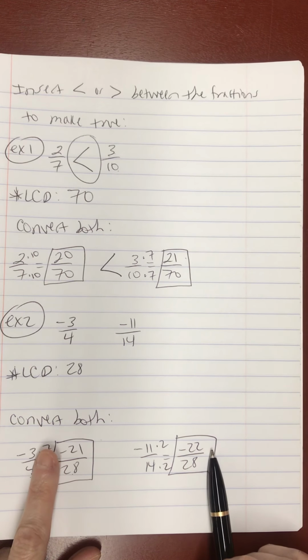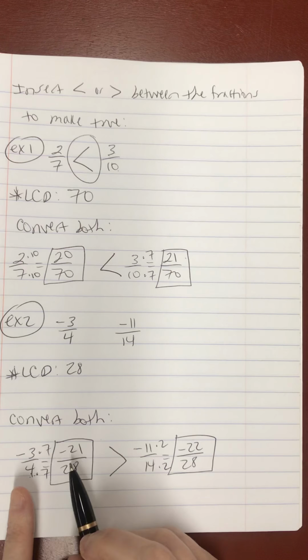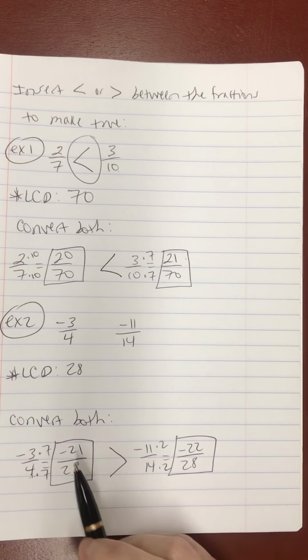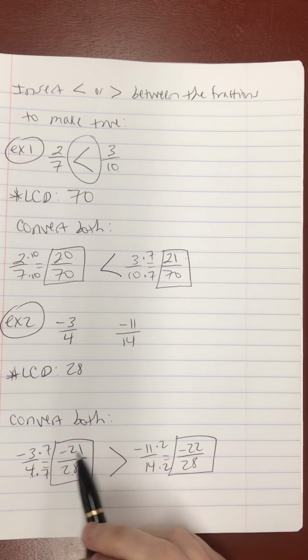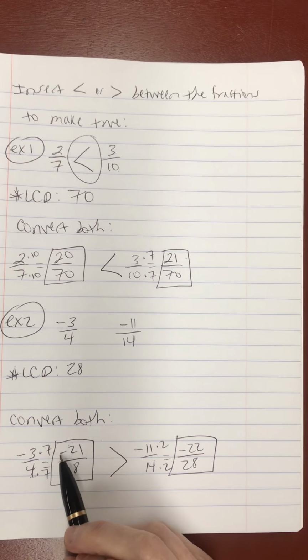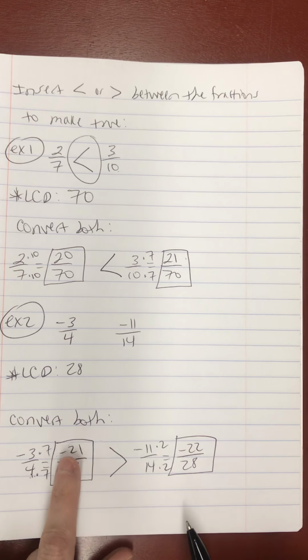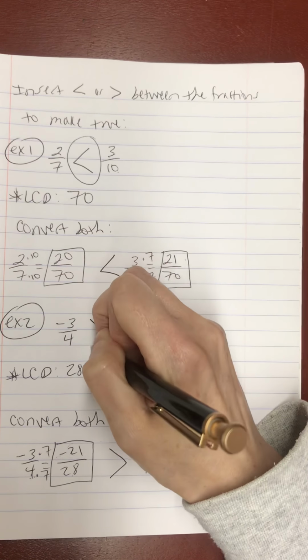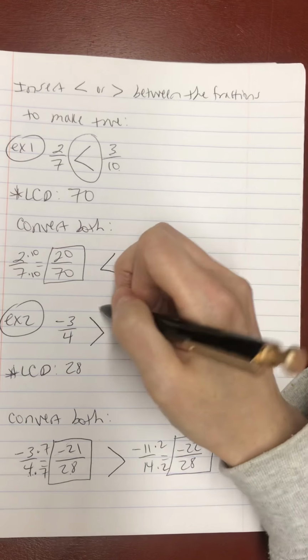-21 is greater or higher than -22. Remember, because it's negative, it's like the opposite, right? For negative numbers, the bigger the number here, the smaller the actual number is because of the negative sign. So this one is actually smaller, this one is bigger. So for my final answer, I just need to make sure I put the symbol into my final answer. -3/4 is greater than -11/14.